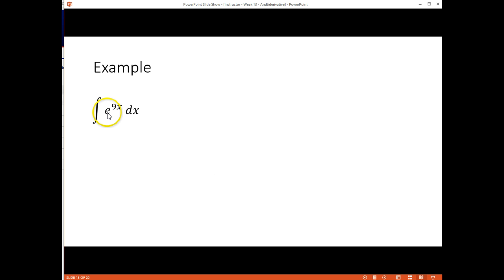So, here's some examples. Integral of e to the 9x. We know our rule is e to the kx dx is 1 over k e to the kx. K in this case is 9, so this is just 1/9 e to the 9x plus c.